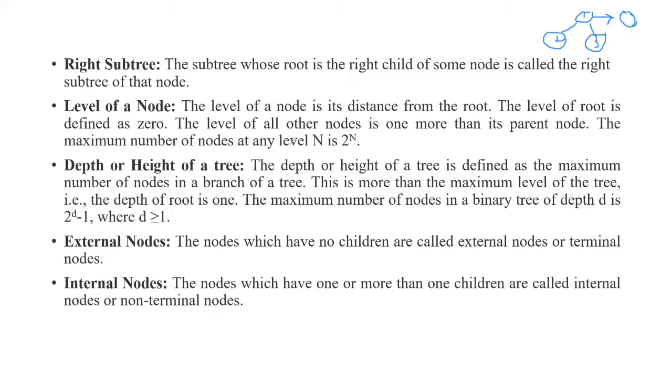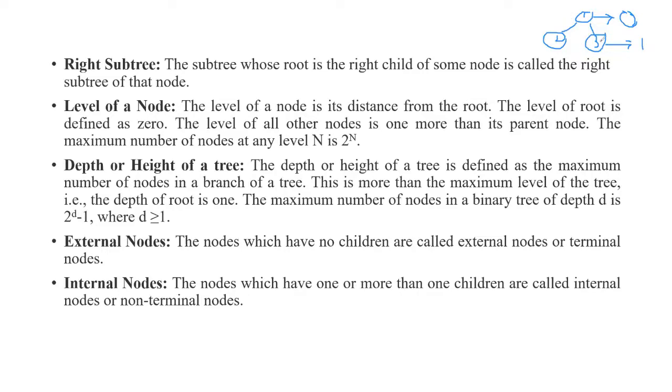The maximum number of nodes at any level n is 2 raised to n. Here the root node is level 0, so the level of node 3 is 1. Now, the depth or height of the tree is defined as the maximum number of nodes in a branch of a tree. So this is one more than the maximum level of the tree. The depth of the root is 1. The maximum number of nodes in a binary tree of depth d is 2 raised to d minus 1.